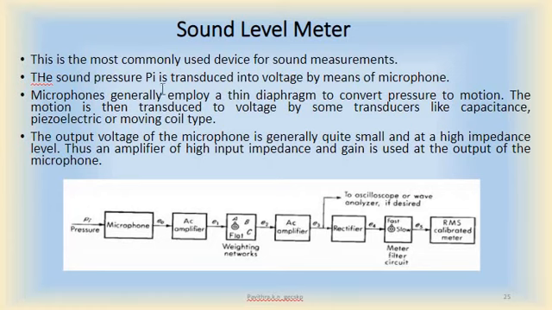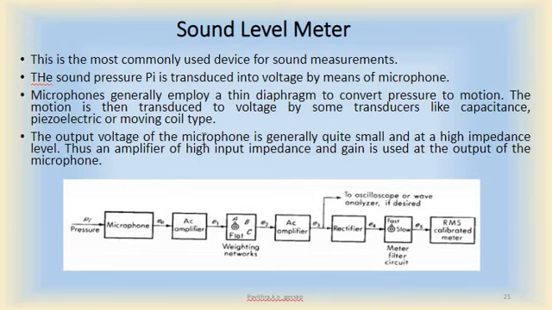So here the sound pressure Pi is transduced into voltage. Here the transduction is done by a microphone. So we are discussing more of the microphone, which is also part of the sound level meter. These microphones generally employ a thin diaphragm to convert the pressure into motion. The diaphragm working principle I have discussed just before. So these microphones employ a thin diaphragm to convert the pressure into motion, and the motion is then transduced to voltage by some transducer.